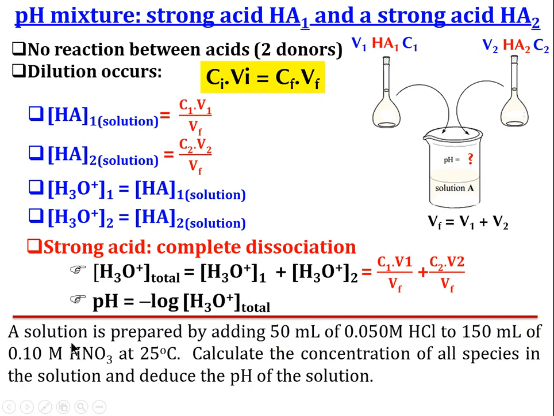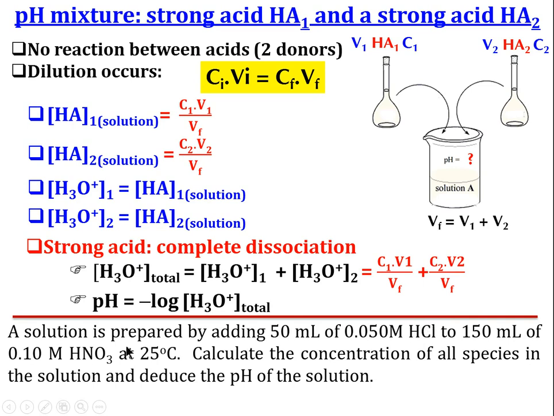An application, for example: a solution is prepared by adding 50 milliliters of 0.05 molar HCl, which is a strong acid, since no Ka value is given, to 150 milliliters of 0.1 molar HNO3, nitric acid. It's also a strong acid, since no Ka is given at 25 degrees. Calculate the concentration of all species in the solution and deduce the pH of the final solution.